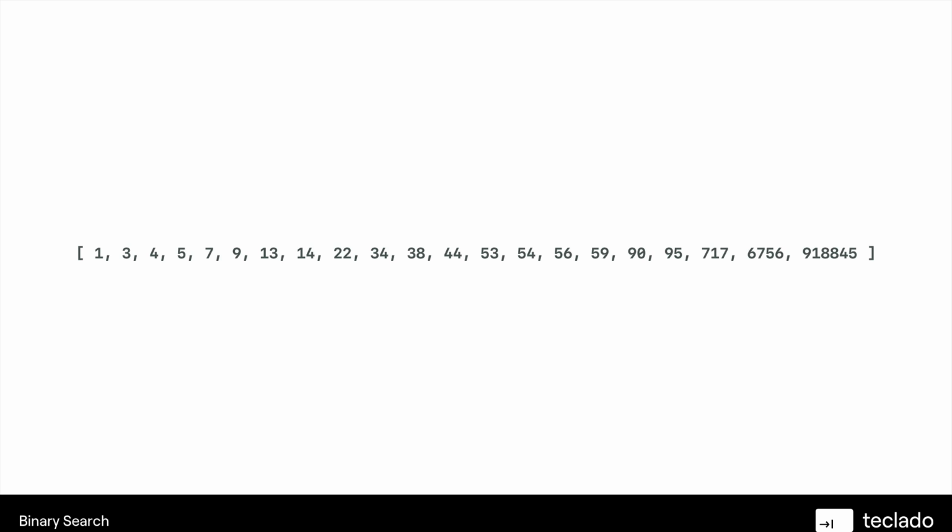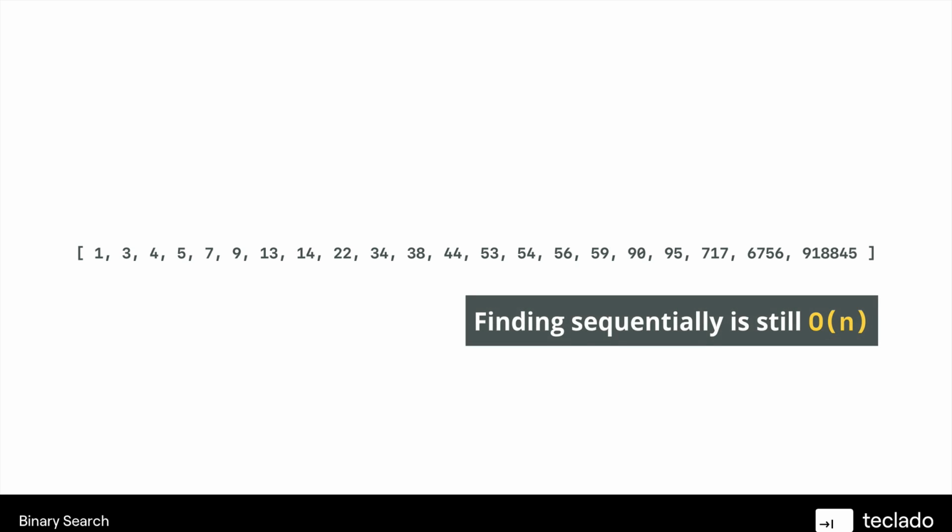However, it's important to say that just because the list is ordered doesn't mean your searches are automatically more efficient, or that their complexity is going to be less. Finding sequentially is still O(n). If you want to find 90, you still have to start at the beginning and go through each element. So let's explore a different way of searching that isn't sequential.